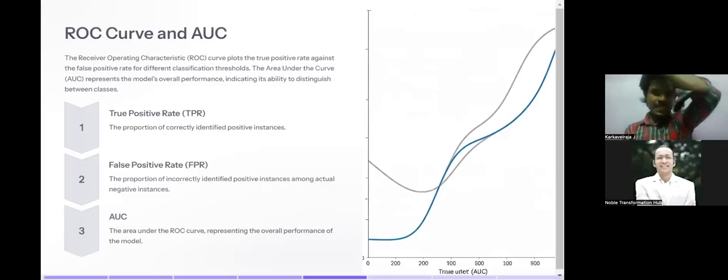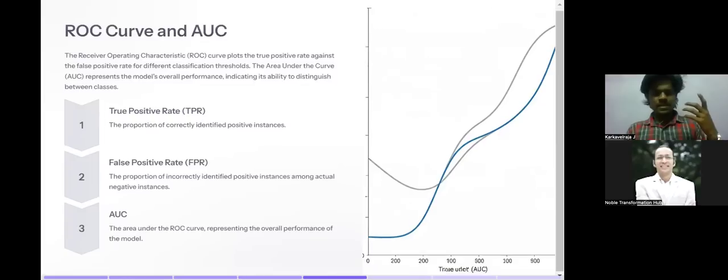Hope you can understand. The ROC curve is used to find the relationship between the true positive and the false positive, whereas the AUC is used to show how well our model is able to distinguish different classes. Moving on, let's see the parameters, the simple things.